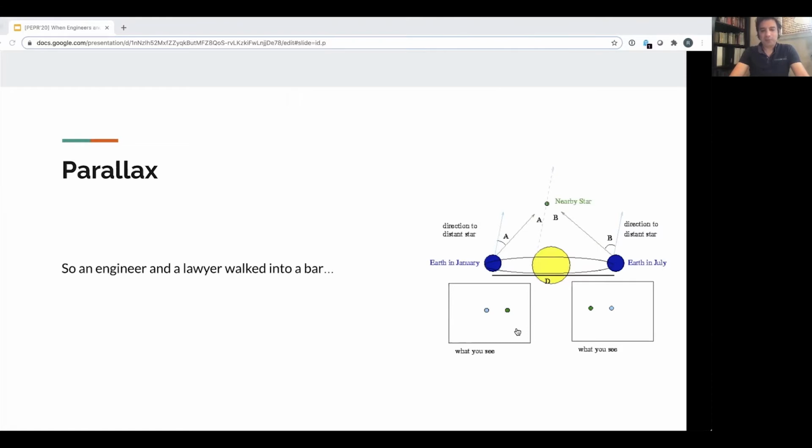Anyone know what happened when an engineer and a lawyer walked into a bar? Yeah, nothing, because they never did. Except in this case, the sentence ends with, and he orders a drink. Because that engineer and lawyer is both one person, and he is talking to you right now. So when I walk into the bar with myself, what do I see?